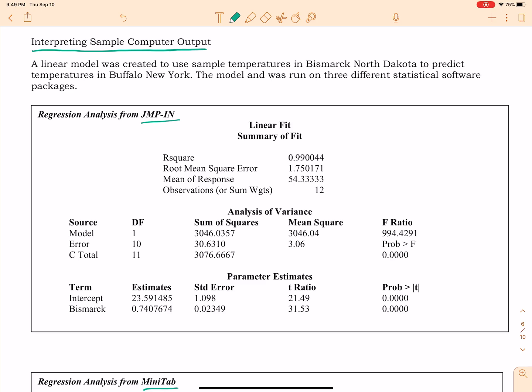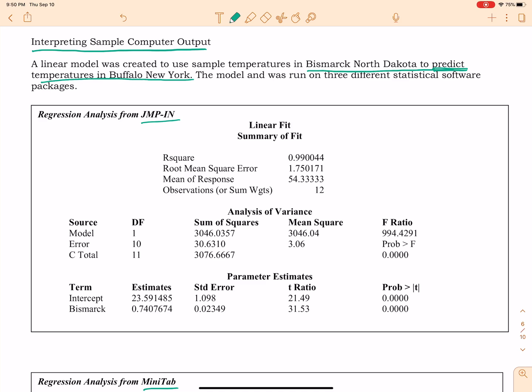But more often than not, on the AP test, you're going to be given some computer output and you're going to be asked to write the LSRL from it, interpret slope, etc. So how do we do that, Ms. Griggs? Well, let's look at this. All right, a linear model is created using sample temperatures in Bismarck, North Dakota, to predict temperatures in Buffalo, New York. I'm going to stop right there and we're going to talk about something.